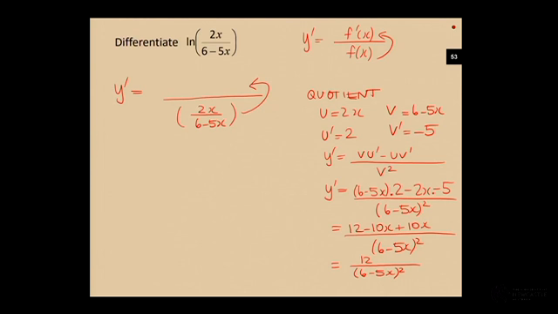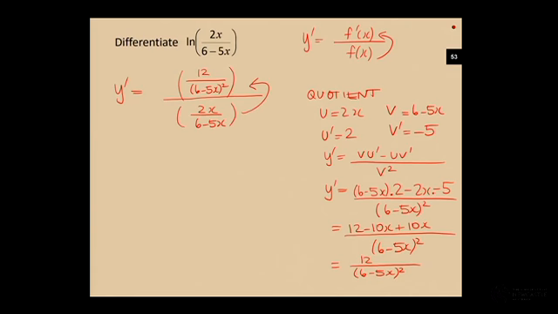Now what was I supposed to do? Put the derivative on top. So I'm about to put that answer on top. So it goes, the guy on top will be 12 over 6 minus 5x squared. Now that's a pretty big hurdle you've just jumped over. However, there's still the tidying up. And what are we all lovers of? Fractions. We love our fractions.